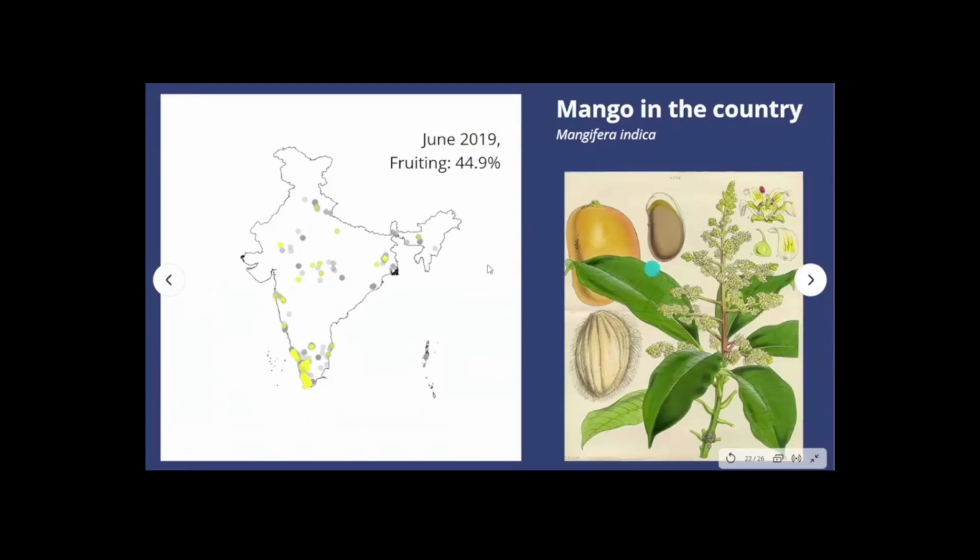The next event was in June, and in June, again, people went out and looked at trees, and we see that yellow dots appearing like light bulbs in the rest of the country. So the fruiting has spread to most of the country, and we observed fruiting in nearly 45% of the trees that were seen.